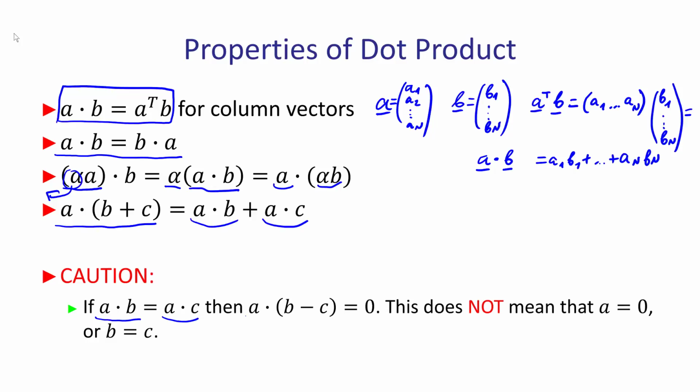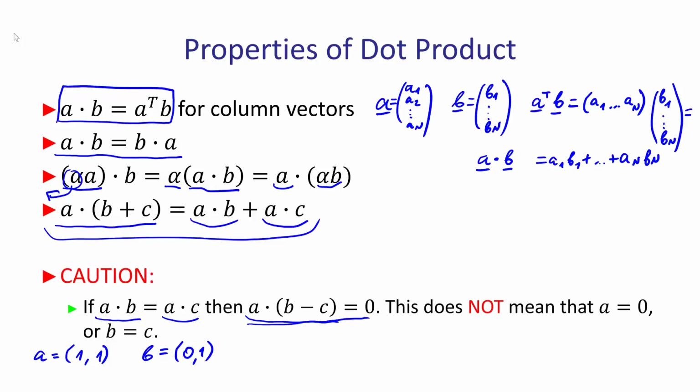What is true is that A dot product with B minus C equals 0, and this is because of that last distributive law. But this does not mean that in that case A equals 0 or B minus C equals 0, or in other words, B equals C. Here is a simple example. Let's say A equals 1, 1, B equals 0, 1, and C equals 1, 0. So clearly A is not 0 and B is not equal to C.